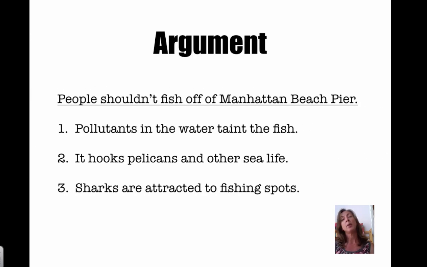Now here's the argument we've been working on, and that is that people shouldn't fish off of Manhattan Beach Pier. And here are my 3 reasons. 1, pollutants in the water taint the fish, they're poisoned. 2, it hooks pelicans and other sea life. And number 3, sharks are attracted to fishing spots, and we know about the shark attack that happened.